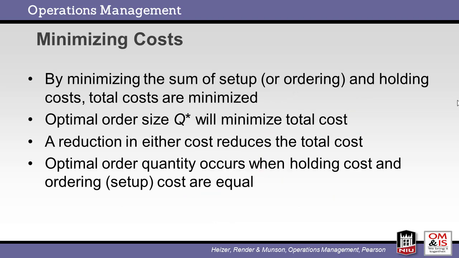Summarizing our EOQ cost analysis, we see that minimal total cost occurs when the holding cost and setup cost for a given quantity are equal. Ordering more or fewer items than Q star will increase total cost.